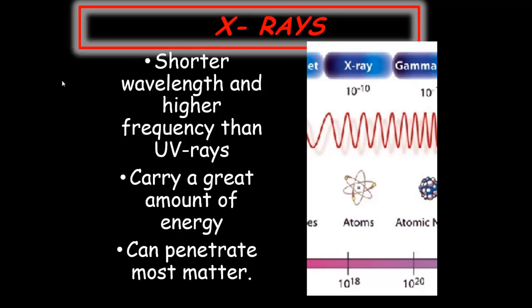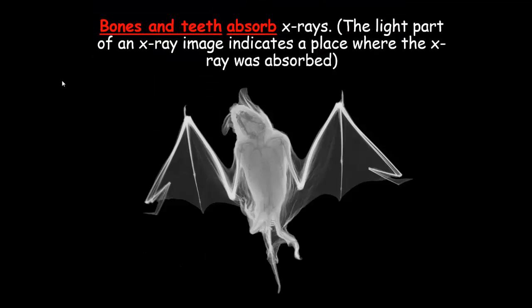X-rays. They're shorter wavelength and higher frequency than UV rays. They carry a great amount of energy, and they can penetrate most matter. Bones and teeth absorb X-rays. The light part of an X-ray image indicates a place where the X-ray was absorbed.